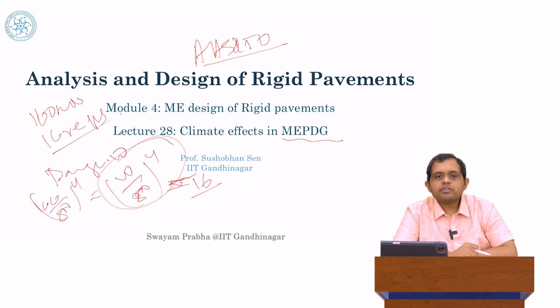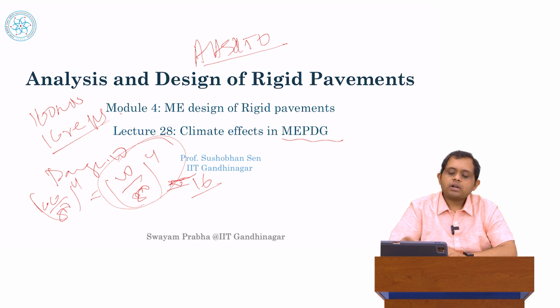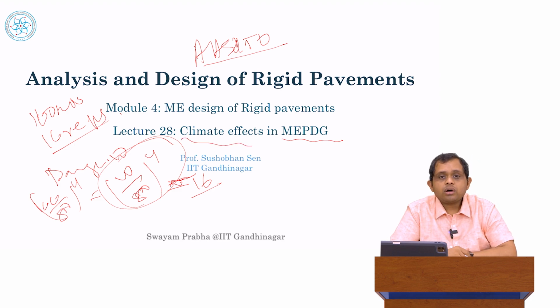Now, today's lecture, we are going to move on to talk about climate. We had a discussion on climate, if you recall, back in module 2. In module 2, we had seen what climate is, what are the different aspects of climate that affect rigid pavements, and how we can take them into account. We looked at how we can do that for analysis. We actually solved an example also for analysis. But in today's lecture, we are going to talk about how climate effects are taken into account in design, in particular in the AASHTO MEPDG design.